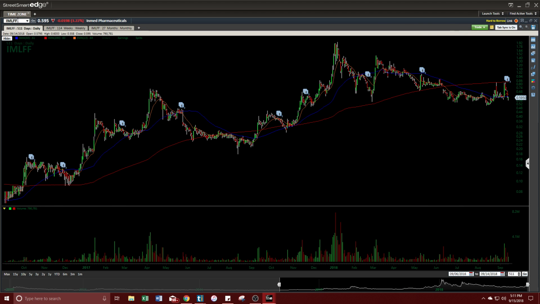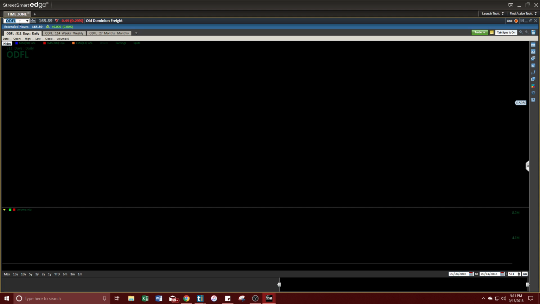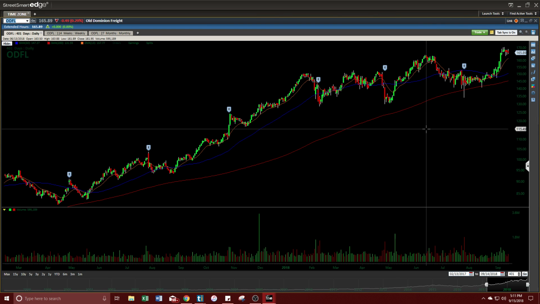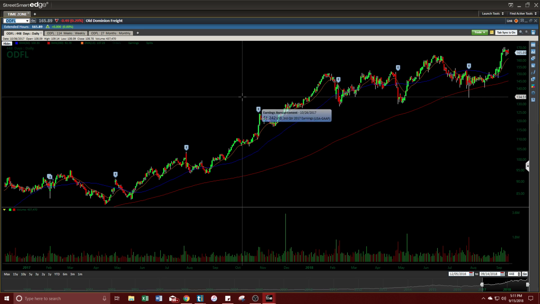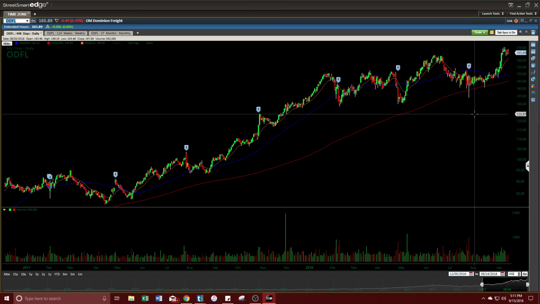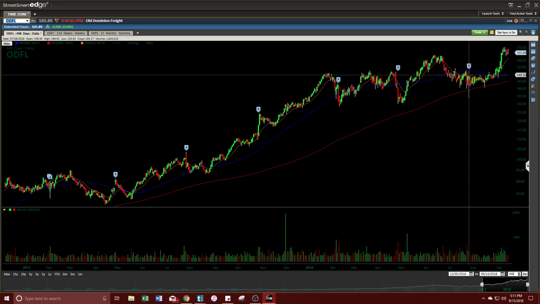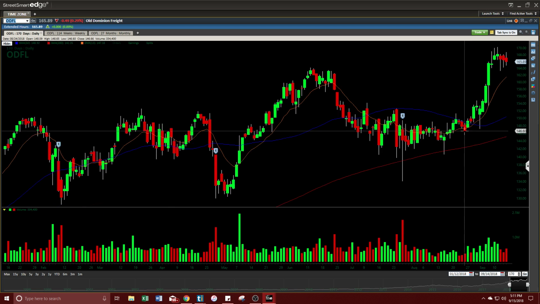Another example, I'll give you one, is ODFL. This is a great example. And multiple examples. So ODFL, Old Dominion Freight Lines. Recently, they released earnings right here when the stock was at 153. It drops all the way down to 142 and hits a low of 134. This is the daily chart.